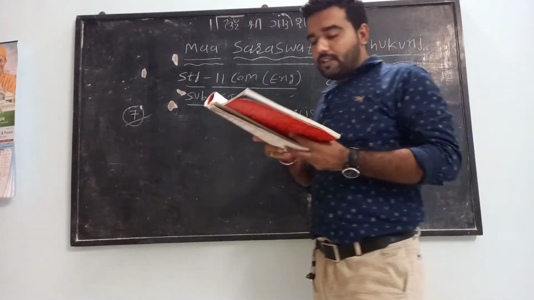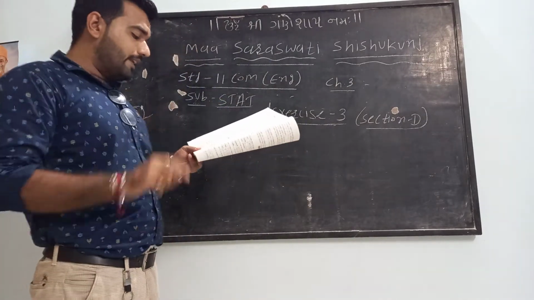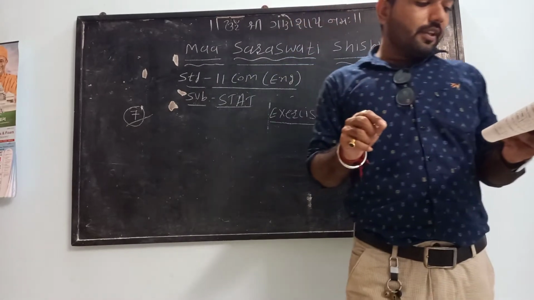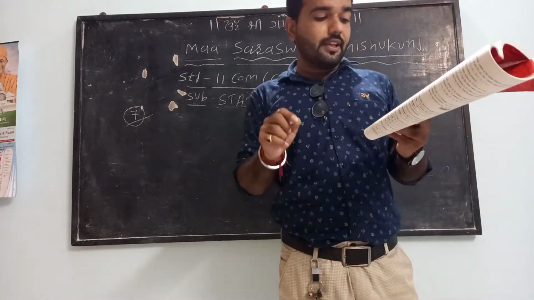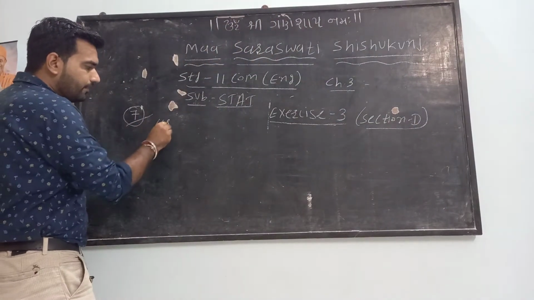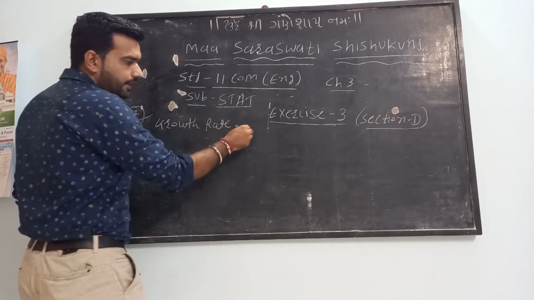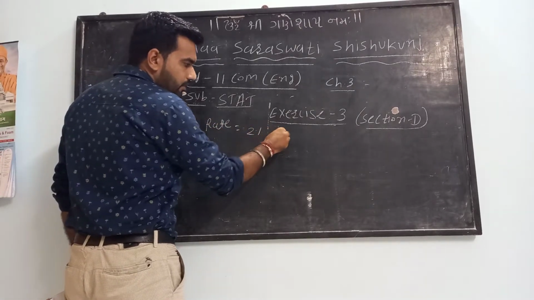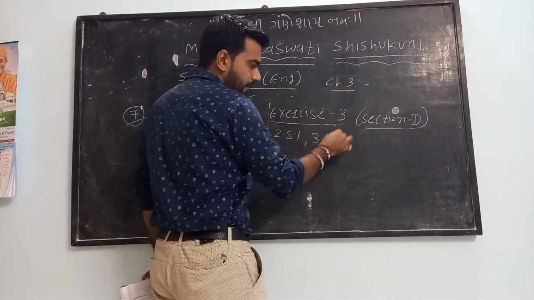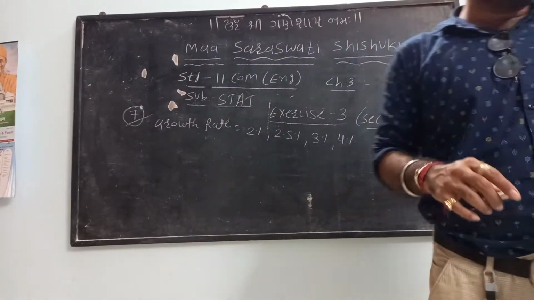So here the questions start from example number 7. The economic growth rate of a state for 4 consecutive years is 2%, 2.5%, 3%, and 4% respectively. Find the average growth rate using the appropriate method.